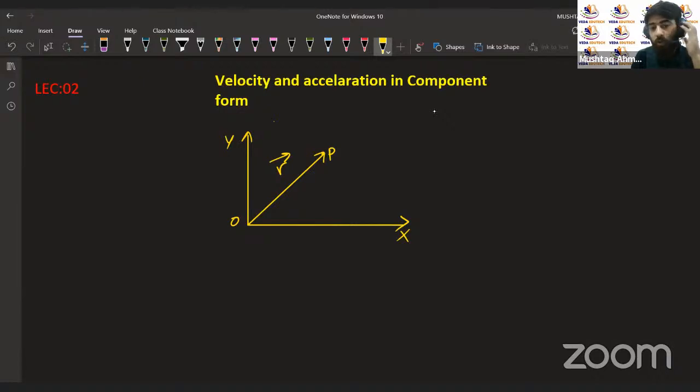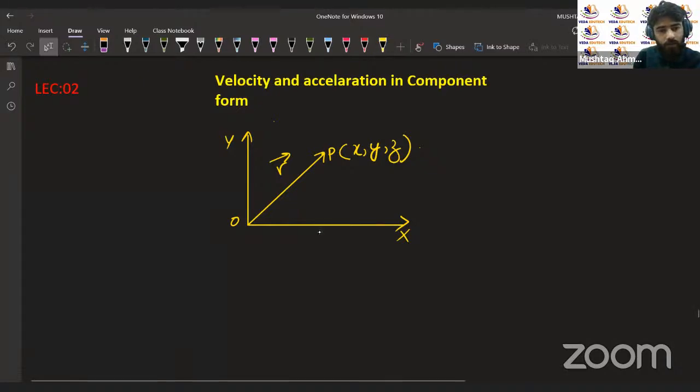And let's suppose that the coordinates of this particle P are x, y, and z. The particle is in a three-dimensional space, so its coordinates are given by the x, y, and z coordinates. So we can write this r vector as equal to x i cap plus y j cap plus z k cap, correct?